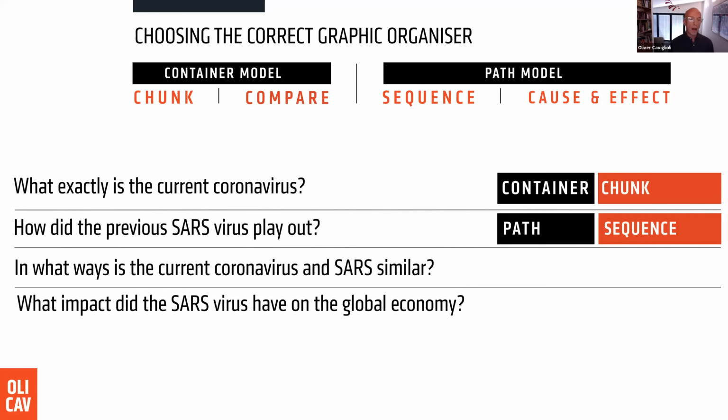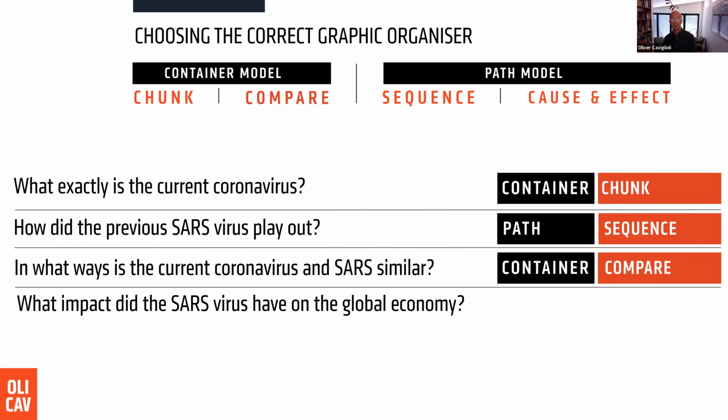Number 3, in what ways is the current coronavirus and SARS similar? Which word shouts out? Container or path? And particularly shouts out which of the 2 within it. For me, the word is similar. To use the word similar, we've got to be looking at 2 things. And of course we are. On the one hand, there's coronavirus, and the word and is also a useful signifier. And the other one, SARS. We've got these 2 things. Which way are they similar? So we're looking at container and we're looking at compare.